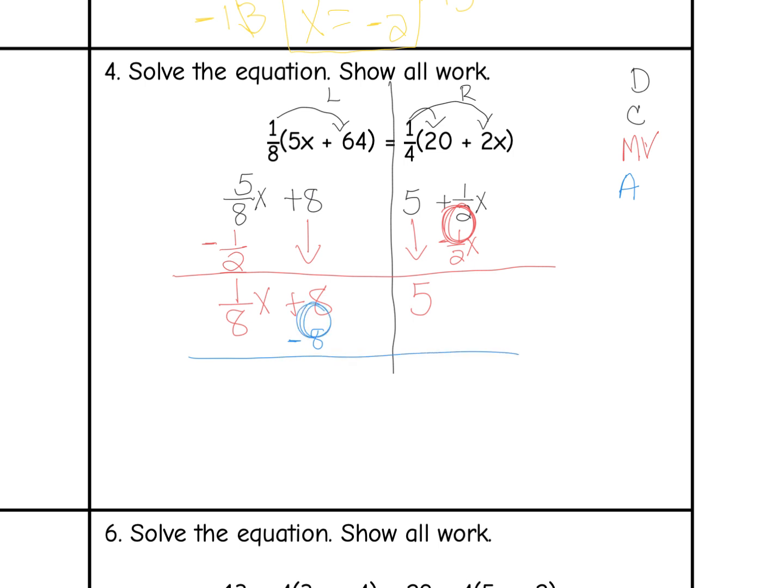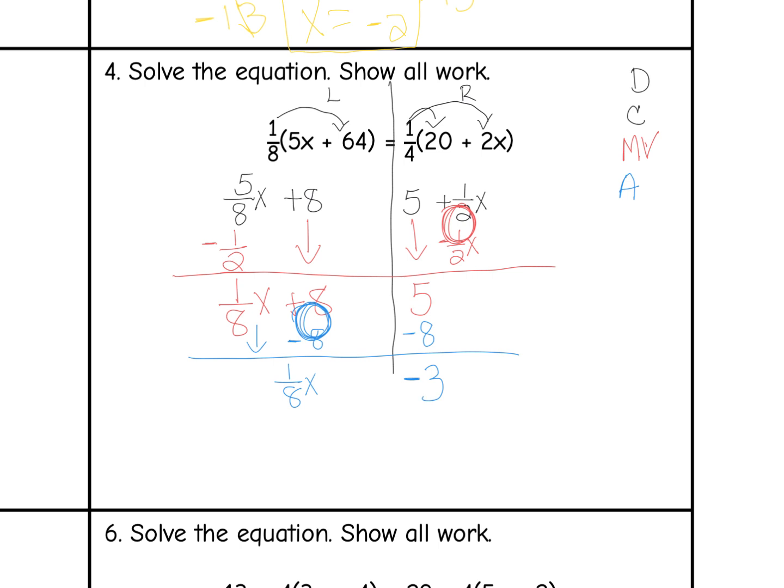This goes away, which was perfect. I bring this down, 1/8 x. And now, whatever I did to one side, I do to the other. I subtracted 8 on the left. I'm going to subtract 8 on the right. And now I have here -3.